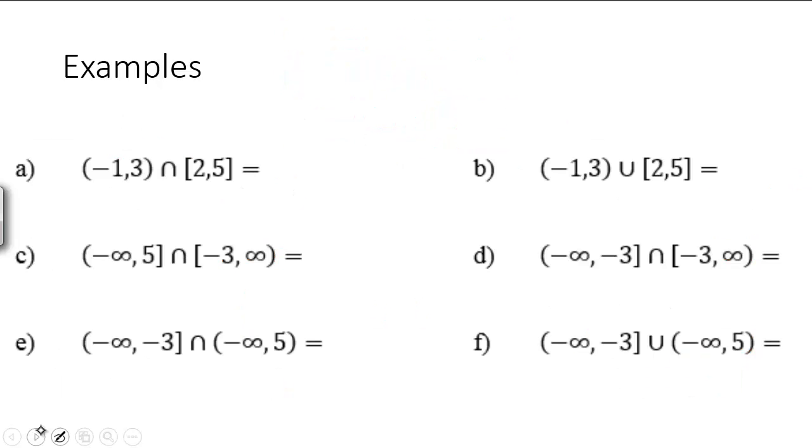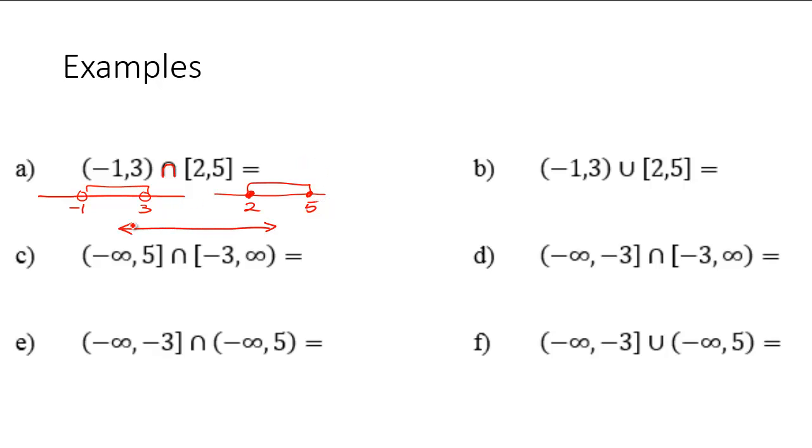You could also have examples of sets that are interval-based, not element-based. So let's take a look at these. The first example has everything from -1 to 3, not including the endpoints. And the other interval says everything between 2 and 5, including the endpoints. Now they want the intersection, so the common part. So how do we draw the common part between those two?